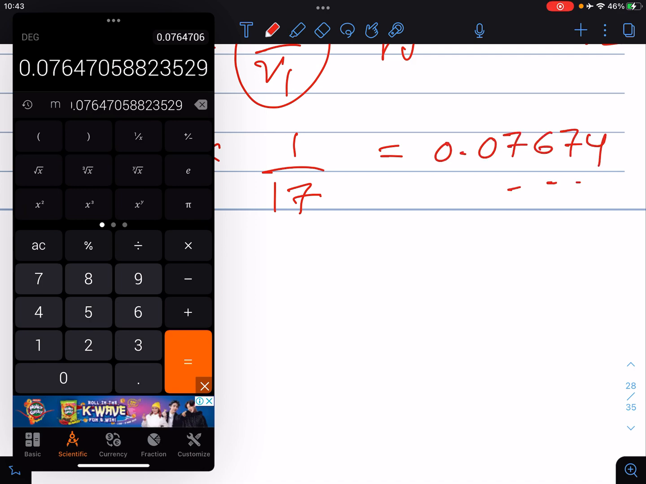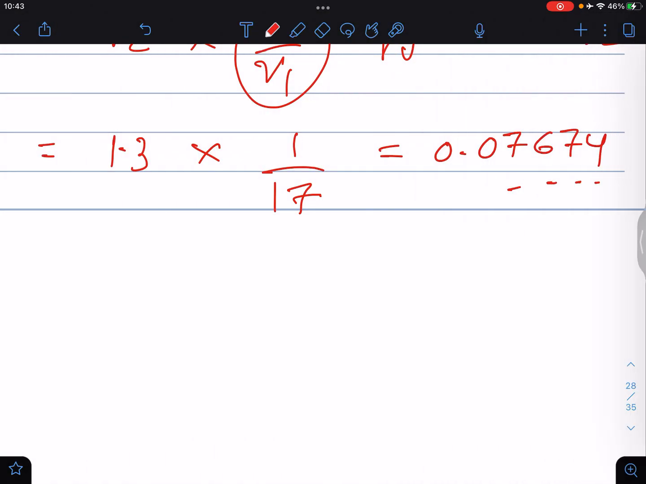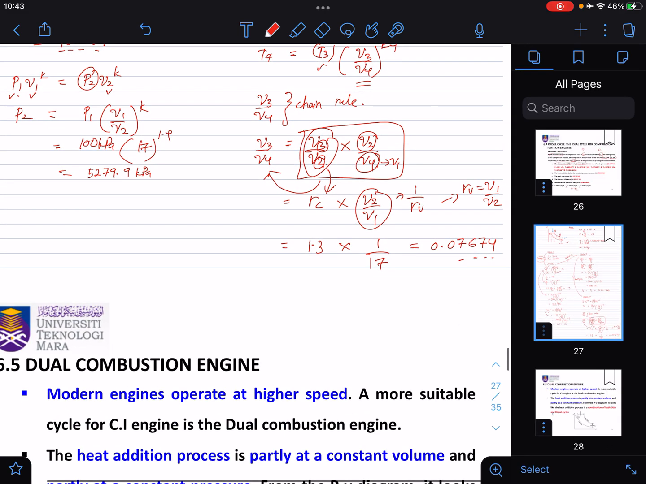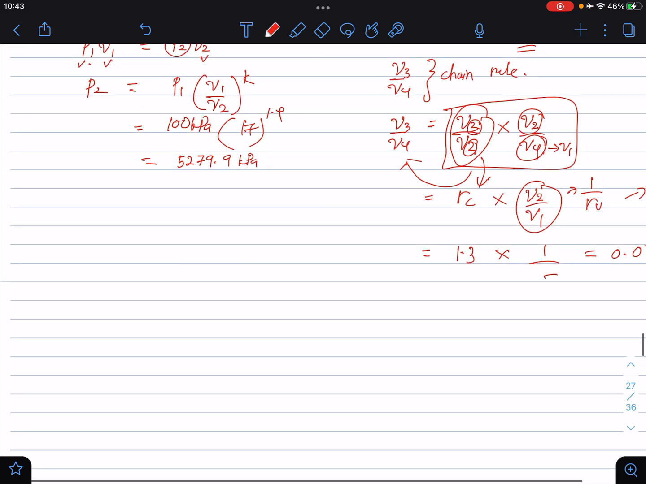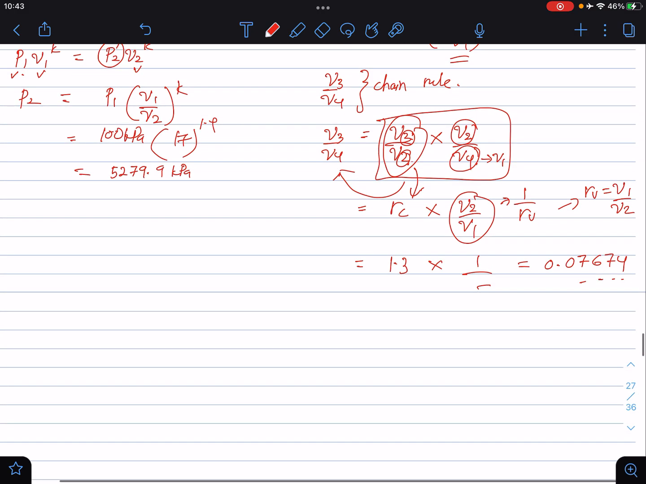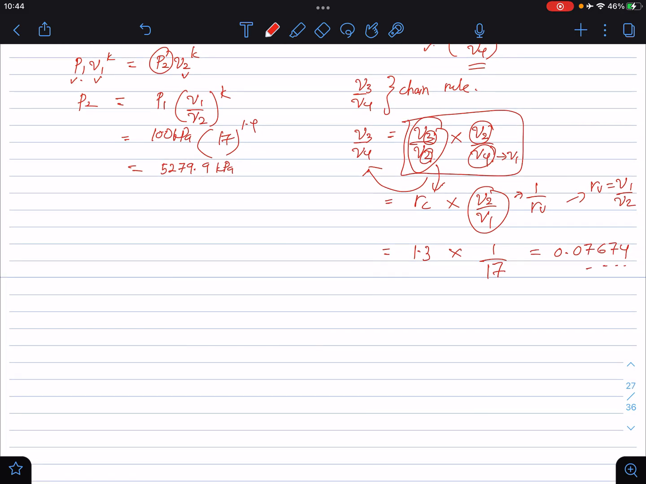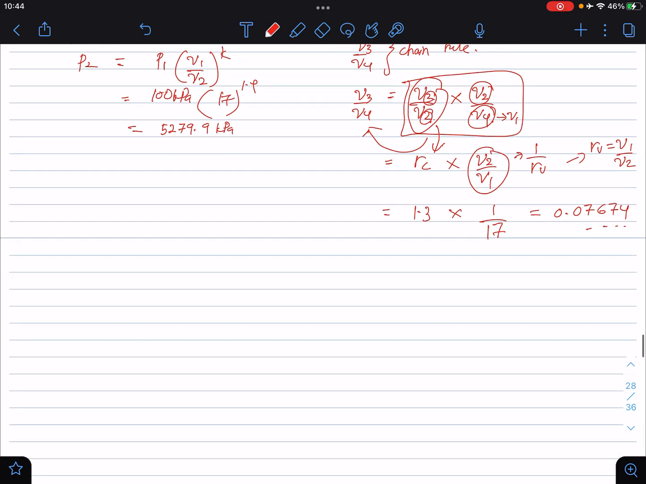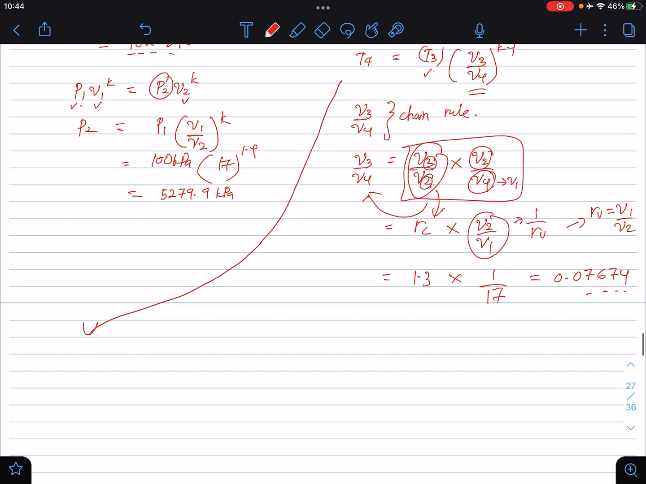Okay, remember to use 4 significant figures here. Alright, so now put another page here to continue my answer. We can use this 31 over 17. We can use this to calculate back our T4.